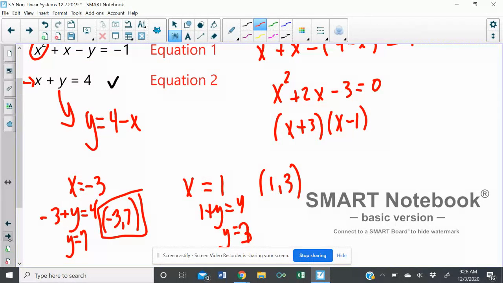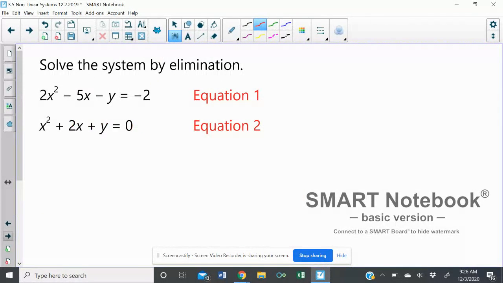Our last one here is by elimination. If you remember elimination, we want to get rid of a variable. This is a simple one to do with elimination because we look at our y's. We have a positive and a negative. They just cancel out. We add our two equations and are left with 3x squared minus 3x minus 2 equals -2.